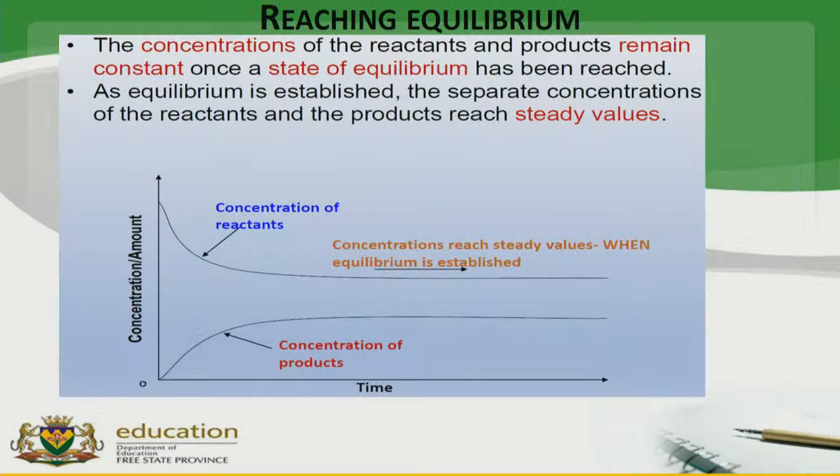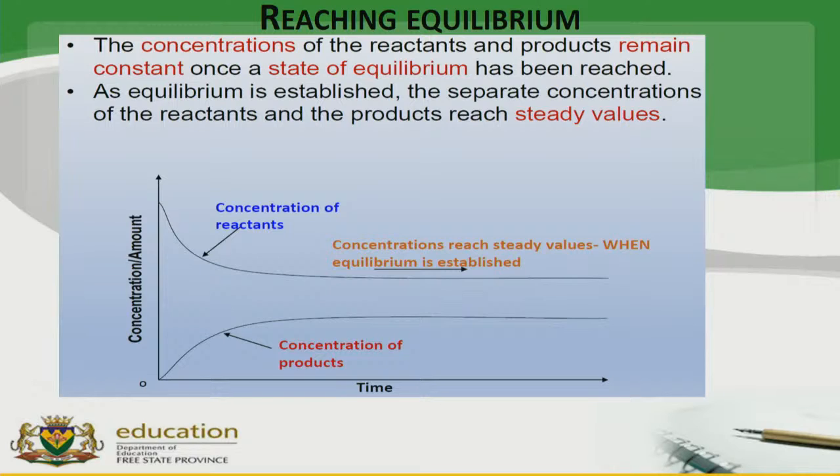Fine. Now you can also explain that in terms of concentration or the amount. You know that you started with a certain amount of reactants, or a certain concentration of reactants. But as these reactants react, their concentration decreases. And you know that you started with nothing of the products. But as more products are formed, their concentration increases.